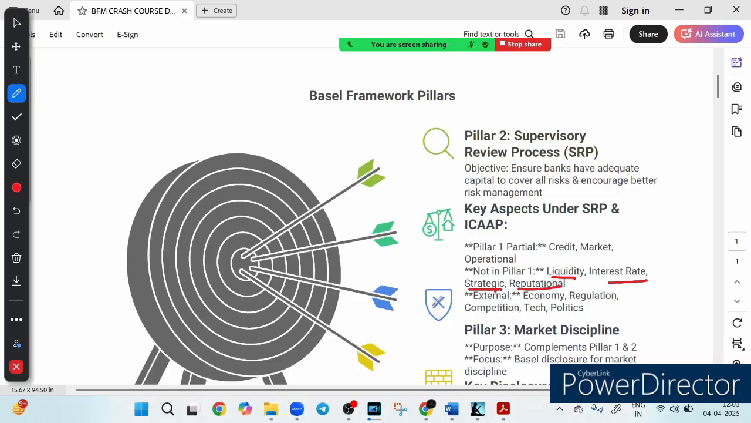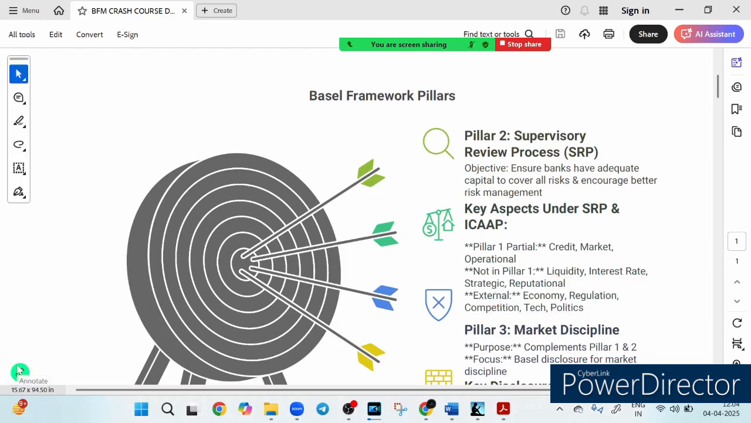And there are some external factors like the economy, economic trends, then regulations, then even political influence. So these things are external factors. Then comes pillar number 3. Let's look at pillar number 3.